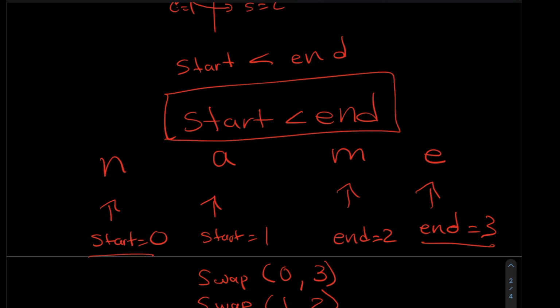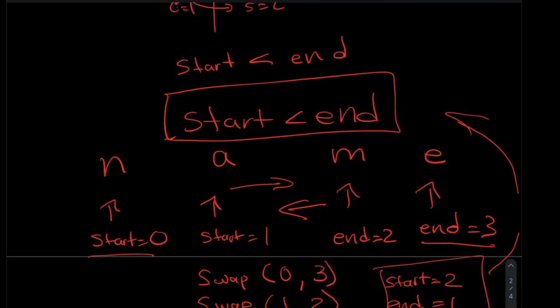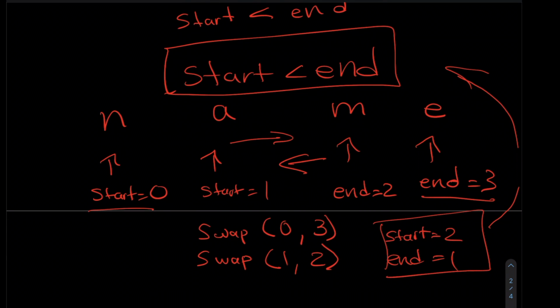So now what we notice is going to happen next as end moves to the left and start moves to the right. Start will now be equal to 2 and end will now be equal to 1. And that goes against what our while loop was. So now we end. So that's basically what the implementation looks like. Let's take a look at what the code looks like for this.